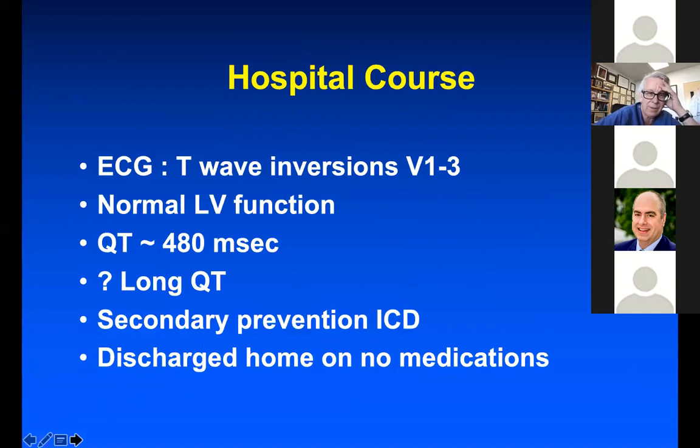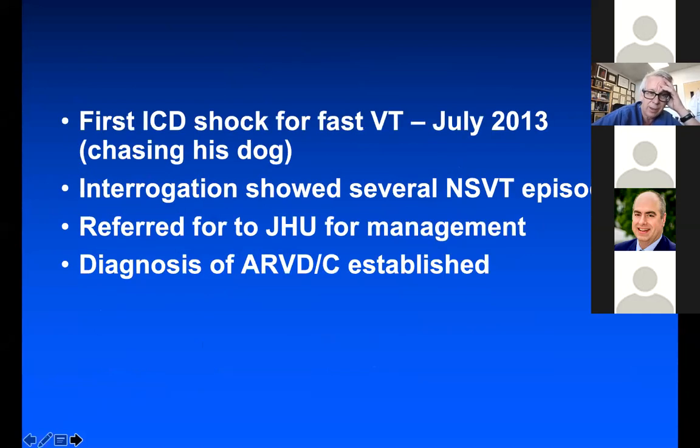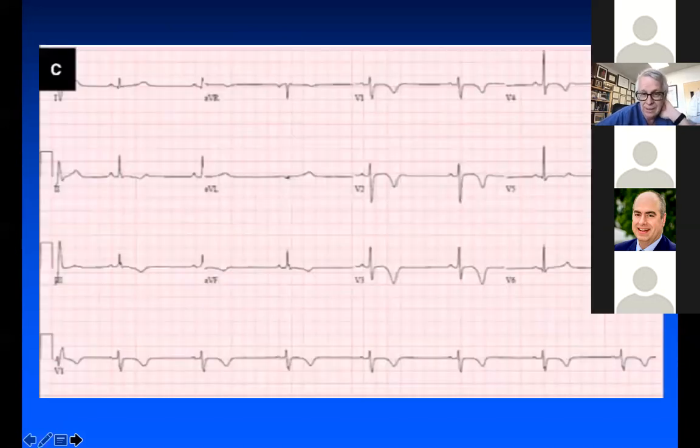He had some T-wave inversions looking like ARVD, but they thought this was long QT down there in Mobile, Alabama. They put a defibrillator in. He had some shocks. He had non-sustained VT and was sent here for management. We diagnosed ARVD. Look at this EKG, gorgeous, right? 16-year-old triathlete.